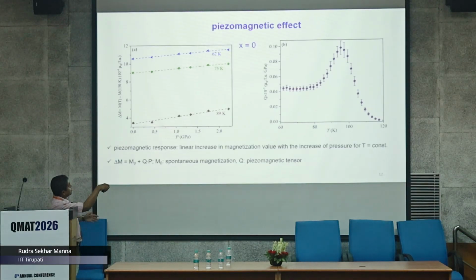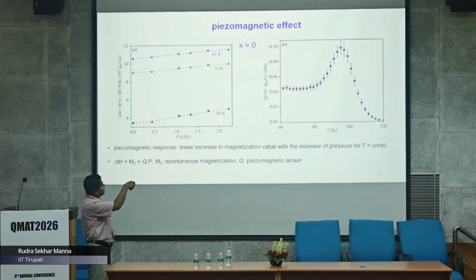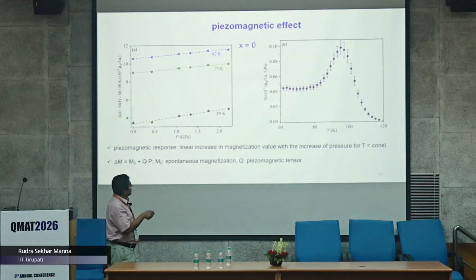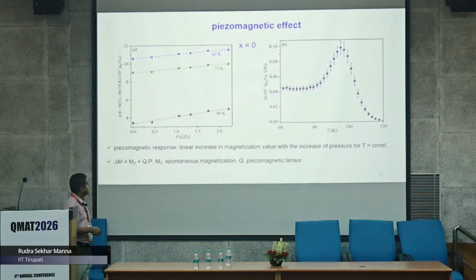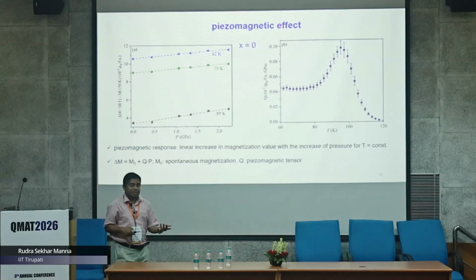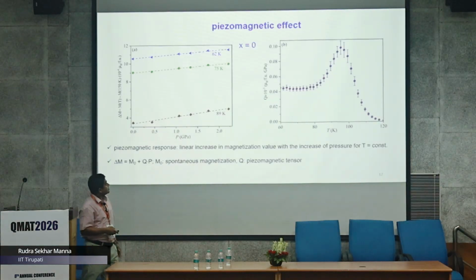I showed 3 curves, but there are many other temperatures you can do, and from the slope you can calculate one parameter, Q, called the piezo-magnetic tensor. Within the error bar, you also see some effect at the phase transition, that means 110 Kelvin. The piezo-magnetic response tells you that you have a linear increase in the magnetization value as you increase the pressure at constant temperatures.